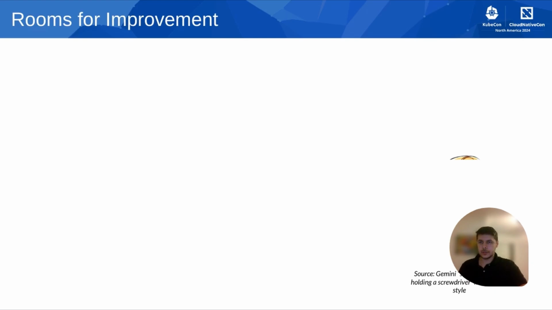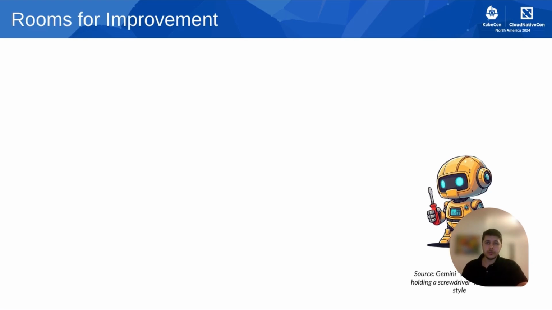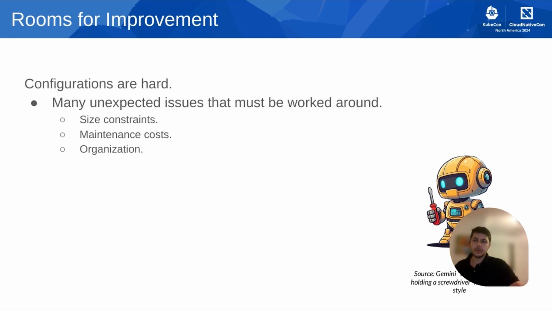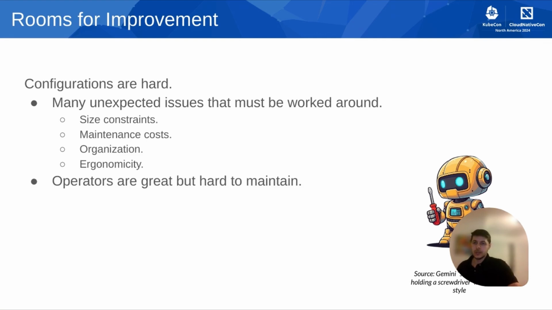So to conclude, there's a lot of room for improvement. We've only skimmed the surface, but configurations are hard, right? There are many of these unexpected issues that must be worked around that I mentioned earlier. For example, the size constraints, the maintenance costs, like the setup, the organization. If you want to even do aggregation, that's a question that you have to ask yourself. There's the question of how ergonomic it is. If you're not using a custom resource, it may not be the most ergonomic way to do it.